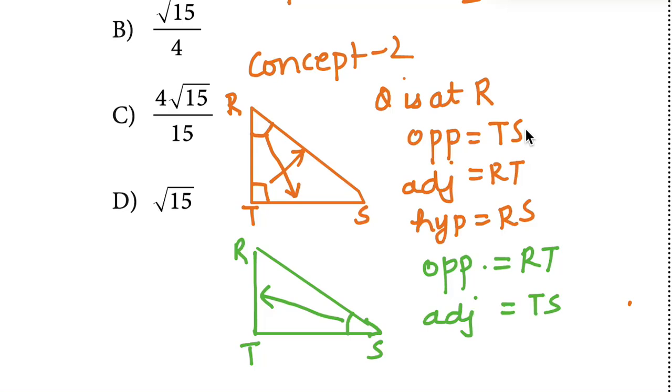See, here they have changed places. Here opposite is TS, adjacent is RT. Here opposite is RT but adjacent is TS. But hypotenuse is always the same, because the right angle is never the theta, and this RS is the side in this triangle which is opposite to 90 degrees. Let's leave it here.